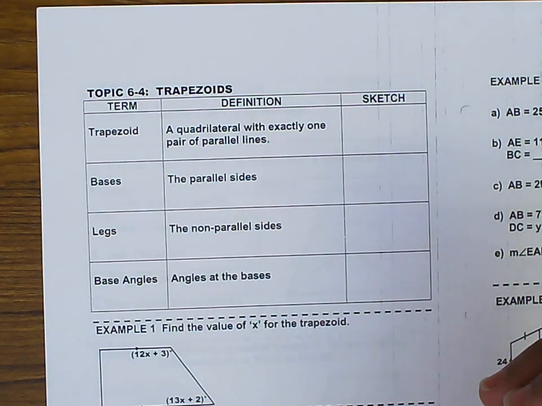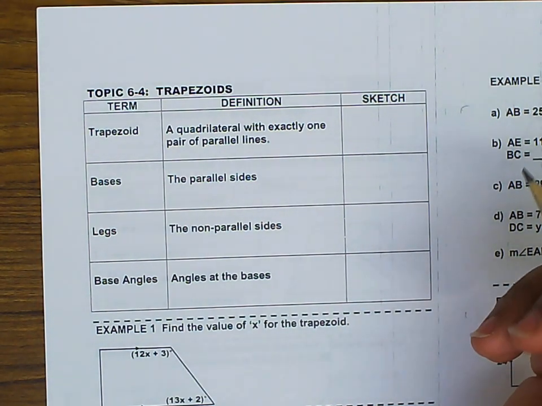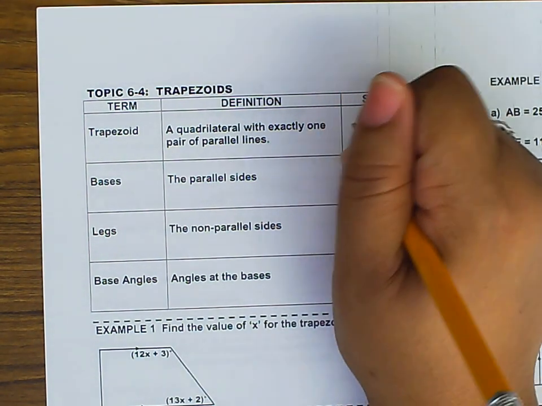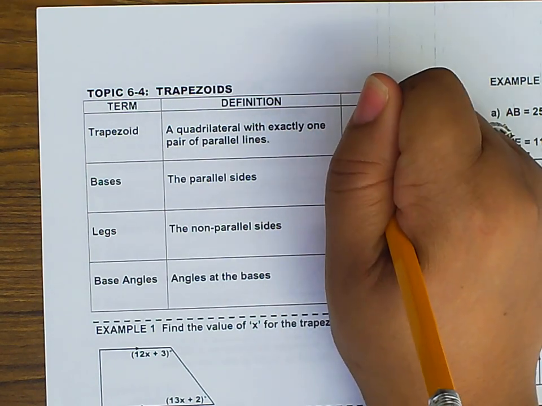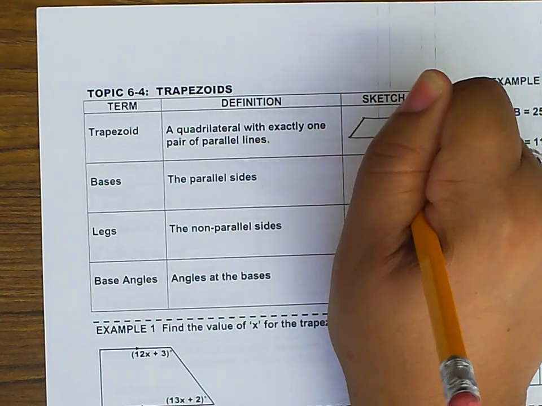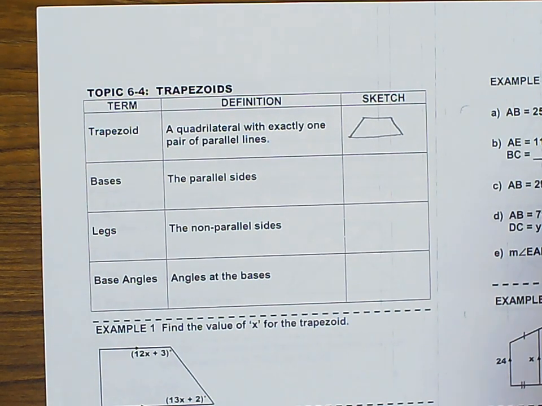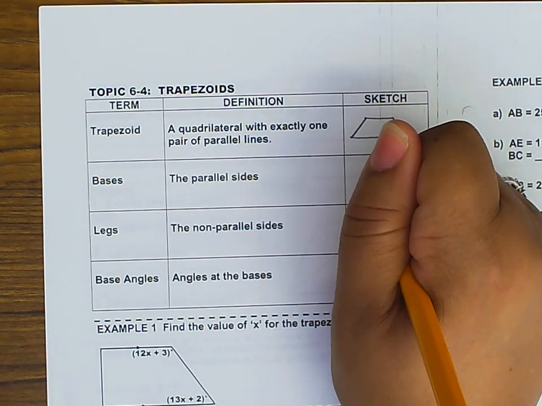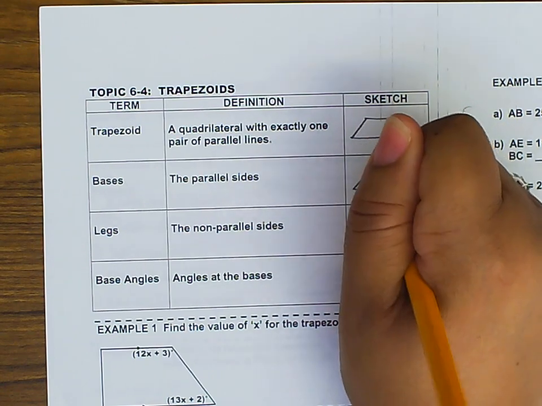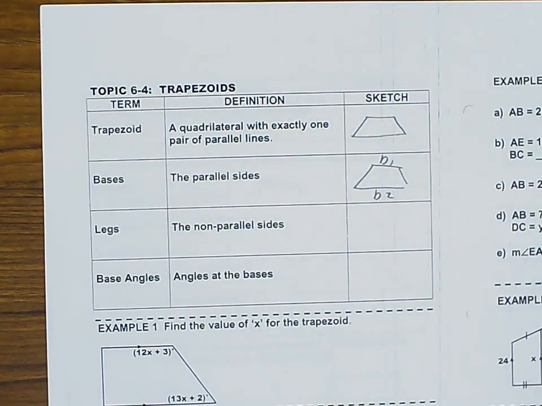All right, so a trapezoid. It's a quadrilateral with exactly 1 pair of parallel lines, not sides. So everyone draw yourself some kind of trapezoid. The bases are the parallel sides. So make yourself another trapezoid. So this is like base 1, base 2.